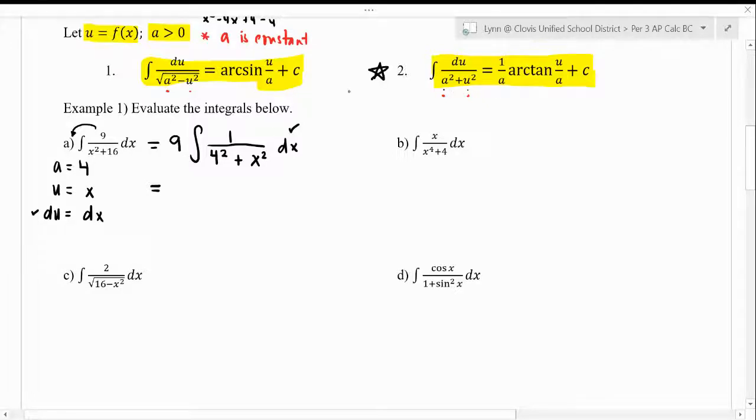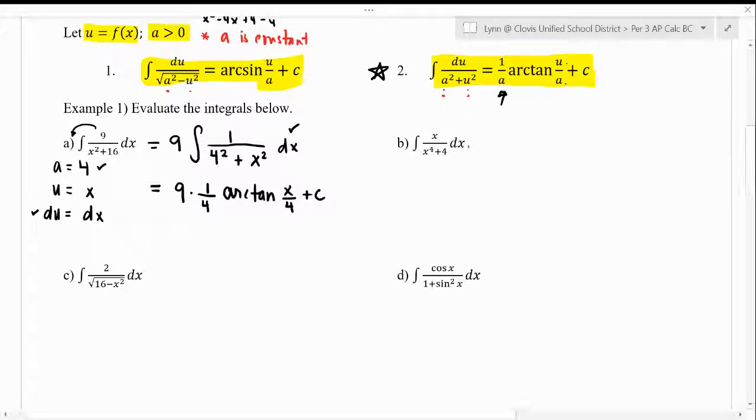So I'm looking just to follow the pattern. I have the 9 from the front, and then I'm going to do 1 divided by a, so 1 divided by my value for a, which was 4. And then arctan, and then u divided by a is what comes after that. So u was x, and a was 4, and then of course my constant. I could leave it like that or write it as 9/4, but that would be it.